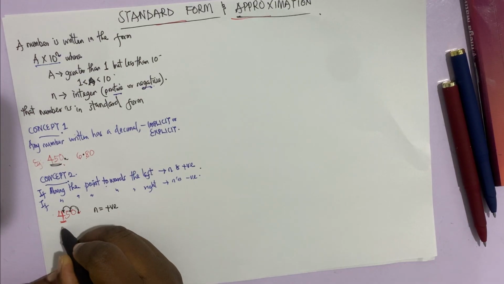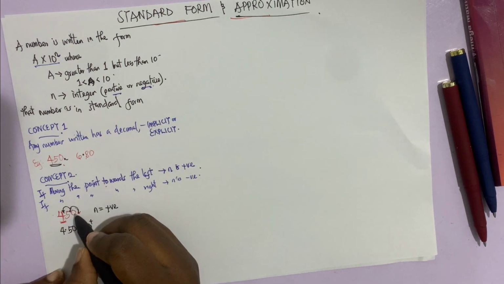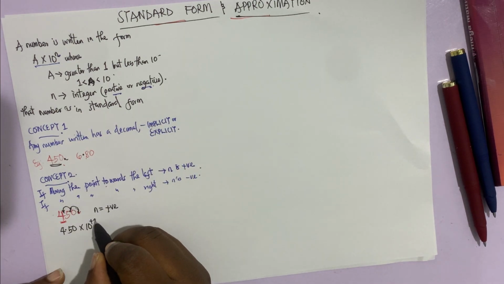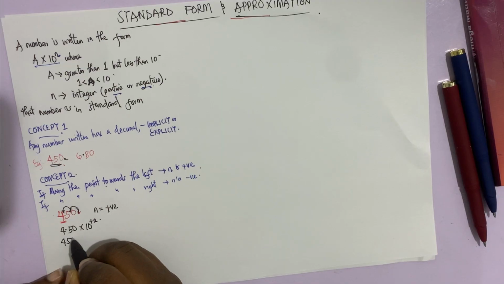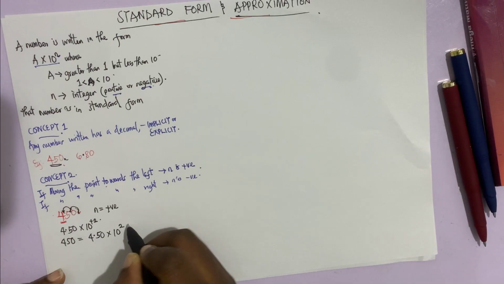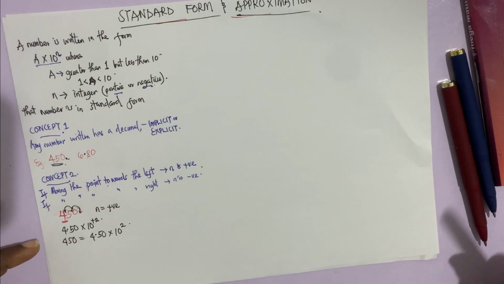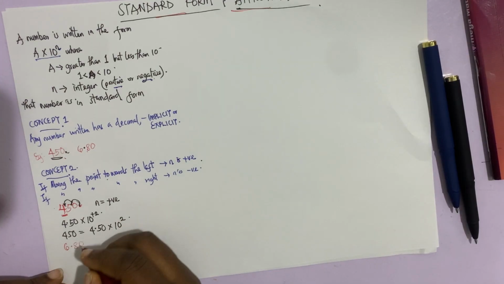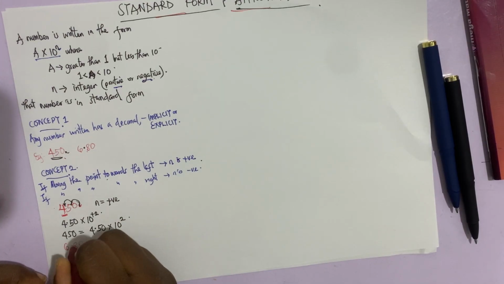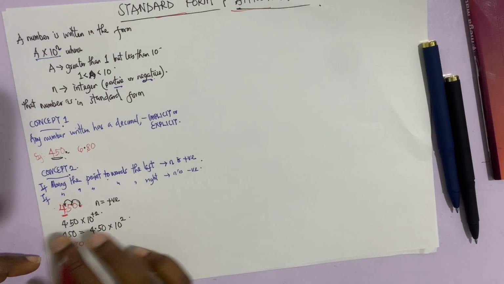Positive. So we can write this as 4.50 times 10 raised to power positive. How many do we count? 1, 2, positive 2. So 450 can be written as 4.5 times 10 raised to power plus 2. And if we look at the other example, 6.80, you would see here that the point is already in front of the first digit, so we don't need to move it. It's already in standard form.